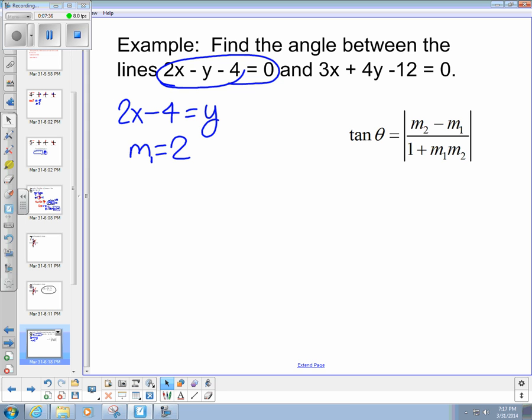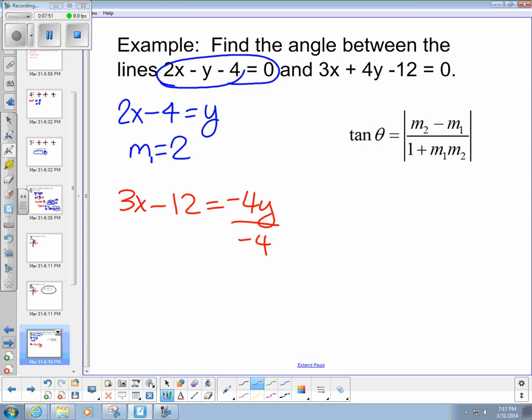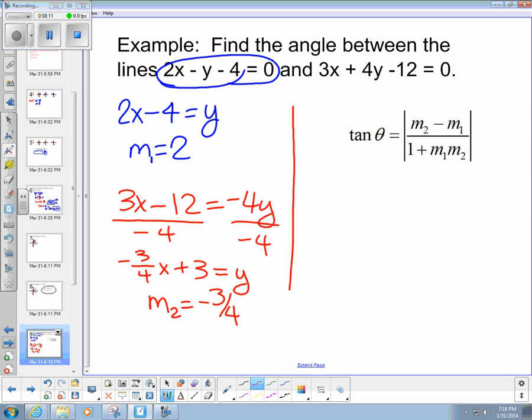Okay, now we're going to do the same thing with the other line. Okay, and again, I'm going to move the 4y to the other side. So 3x minus 12 is equal to negative 4y. Okay, divide by negative 4. Okay, and I'm going to have negative 3/4 x plus 3 equals y. And all I need from this is my slope, which I'm calling m2 because this is the second line, which is negative 3/4.